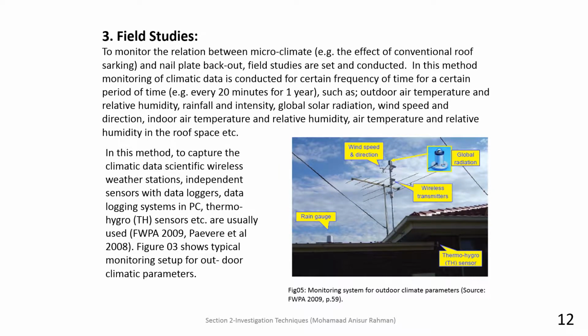To monitor the relation between microclimate, for example, the effect of conventional roof ceiling, and the nail plate backout, field tests are set and conducted. In this method, monitoring of climatic data is conducted in certain frequency of time for a certain period of time. For example, data is collected in every 20 minutes for 1 year. Here the significant variables are outer air temperature and relative humidity, rainfall intensity, global solar radiation, wind speed and direction, indoor air temperature and relative humidity, air temperature and relative humidity in the roof space, etc.